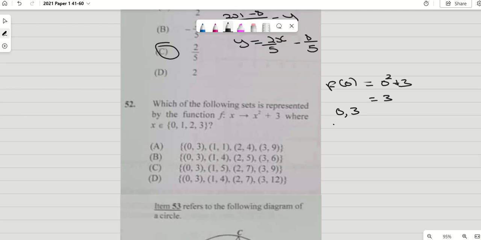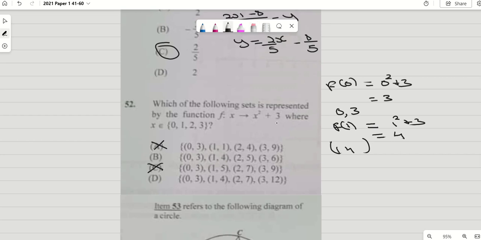Right, and the next one, when x is equal to 1, f of 1 is 1 squared plus 3, that is 4. Right, so your coordinates here would be x is 1, y is 4. So you're looking for 1, 4. So it's not A and it's not D. So it's either B or, not D, sorry. It's not A and it's not C.